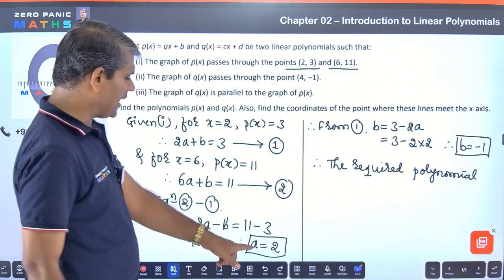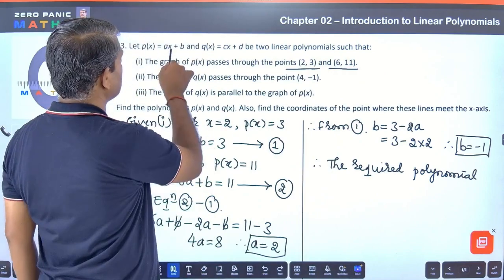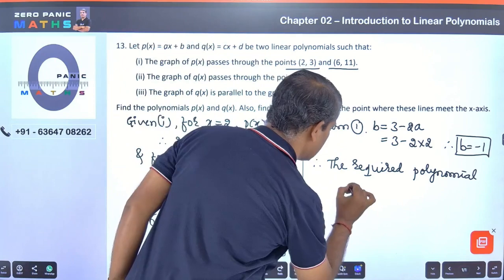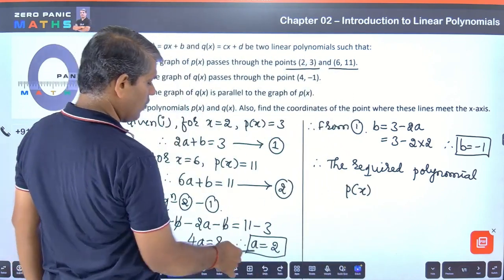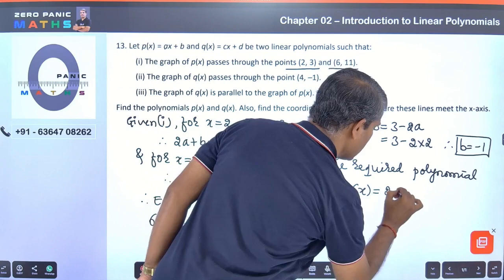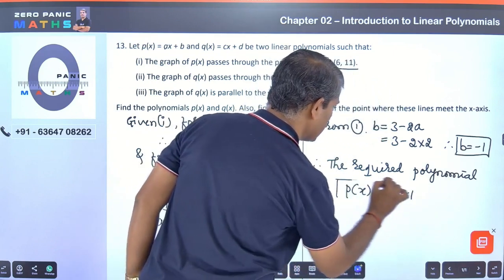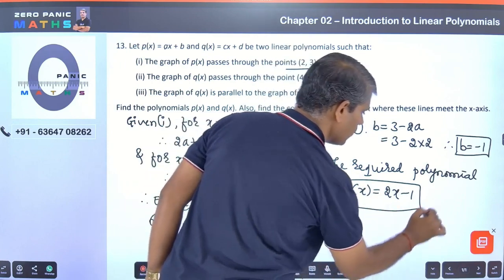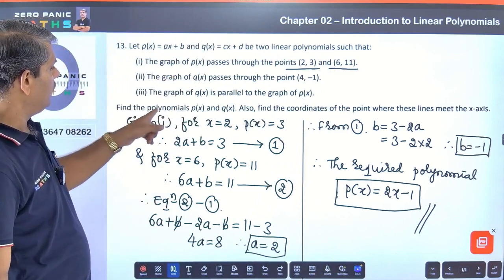p of x, well, I can get it by substituting a is equal to 2 and b is equal to minus 1 in this. So that is p of x is equal to ax. What is the value of a? Is 2, so that is 2x. And what is the value of b? That is minus 1, so it is 2x minus 1. So this is the first polynomial that is required from this question.